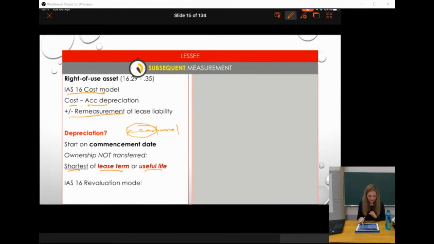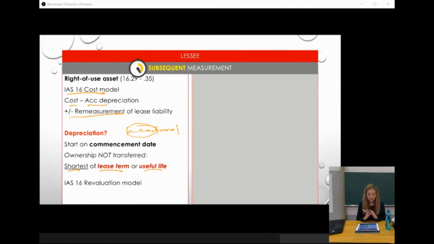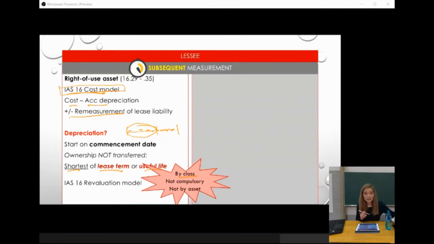The IAS 16 revaluation model may also be used for your right of use asset, but for IFRS purposes we will only use the cost model. If we decide to use the revaluation model, that decision has to be made by class of asset, and it's not compulsory. The fact that you have office buildings that are your own PPE assets and you revalue them does not mean that if you have office buildings under a lease contract you have to revalue that right of use asset as well.